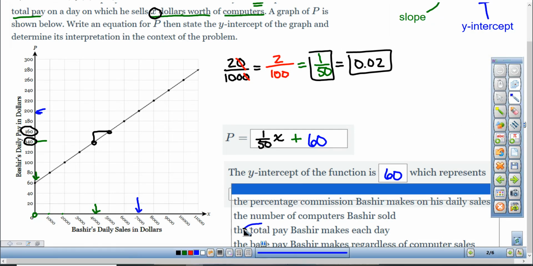That's kind of close, but when they say total pay, that means like he would always just be earning 60, nothing more than that. That would be his total. As you can see, his total changes. It's very different based on how much he sells. Is it the base pay that Bashir makes regardless of computer sales? Yes, that is what it is. It's the base pay, meaning he's not going to walk out of there. If he went to work, he's not going to walk out with less than $60. His base pay is going to take care of that.